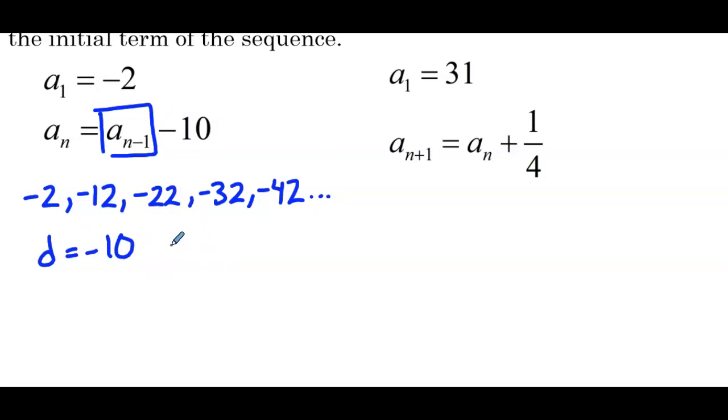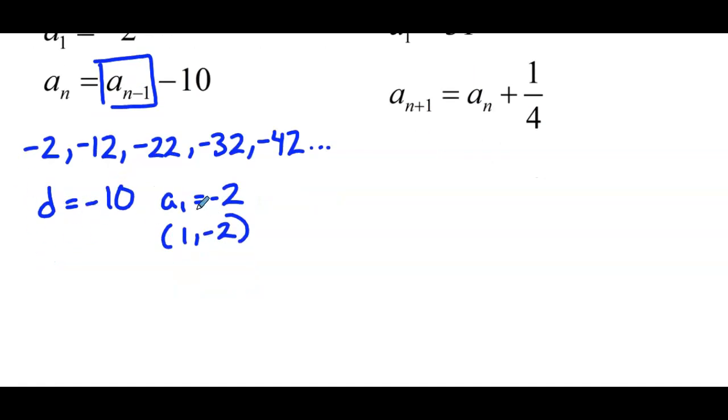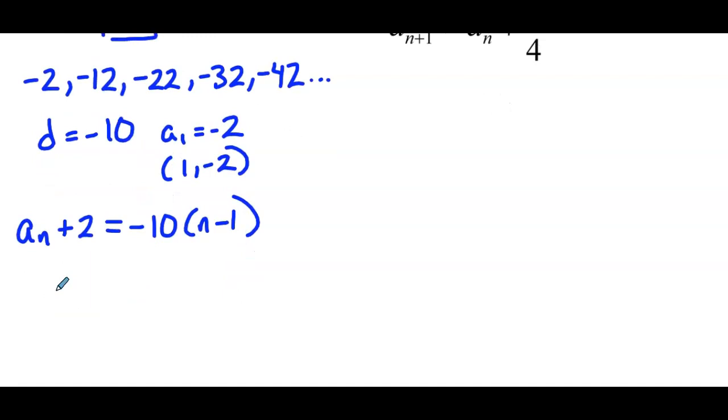And the first term, a sub 1 equals negative 2, which we can write as the point 1, negative 2. So we have a slope, the common difference. We have a point. So a sub n plus 2 equals negative 10 times n minus 1. So a sub n equals negative 2 minus 10 times n minus 1.